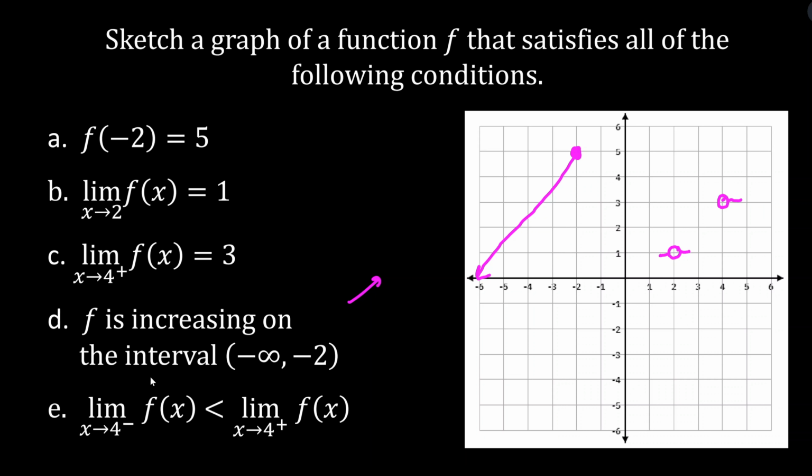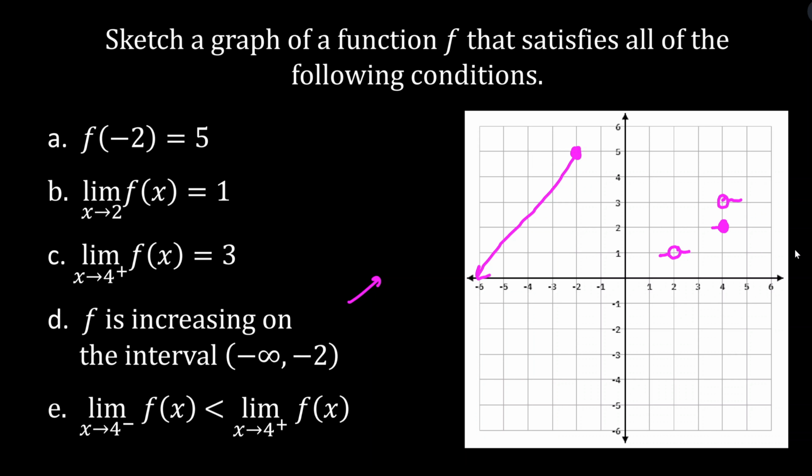All right, last statement. The limit as x approaches 4 from the left of the function is less than the limit as x approaches 4 from the right. So here's 4. All right, so that means there's a jump, right? The limit from the left could be something like this, and I'm going to fill this one in and leave the other one open. And that limit is less than the limit from the right. So the limit from the right as drawn is 3, which we actually had to have because of C. And the limit from the left is less than the limit from the right. All right, I think I'm good to go.